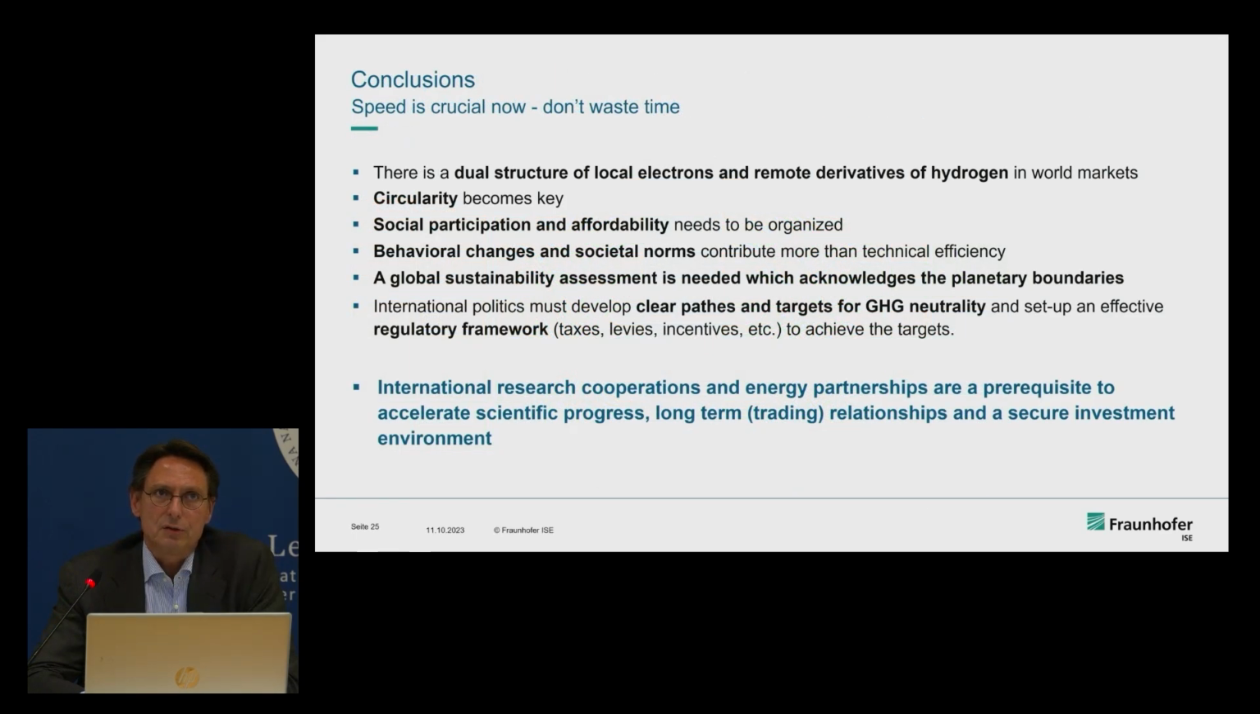Finally, yes, we have to talk to our politicians in terms of regulatory frameworks, so that they are set nicely. And the last word, of course, is about international research. The task is so complex and so big that we can only work together and try to realize solutions.